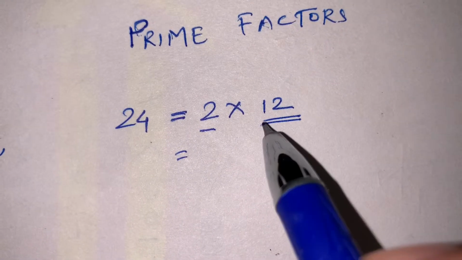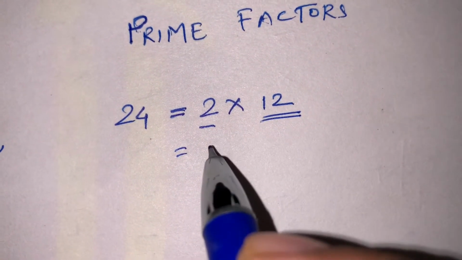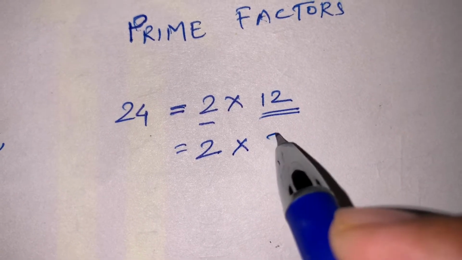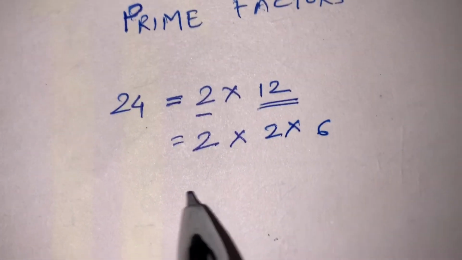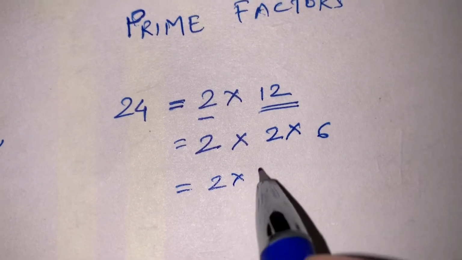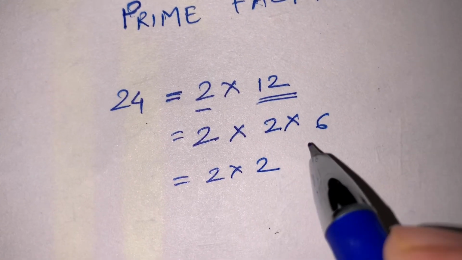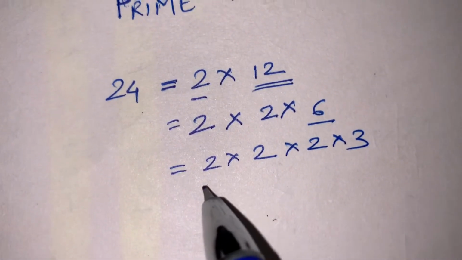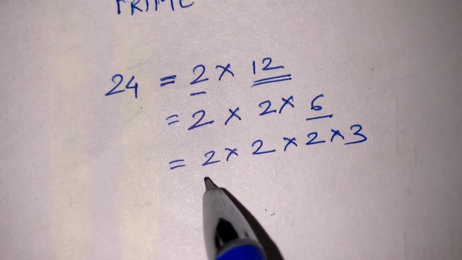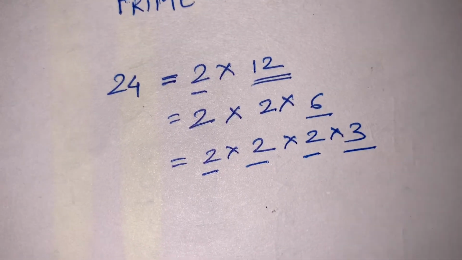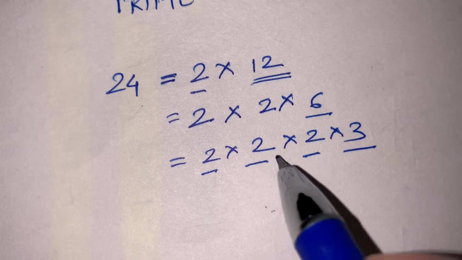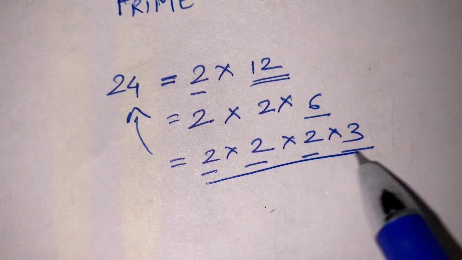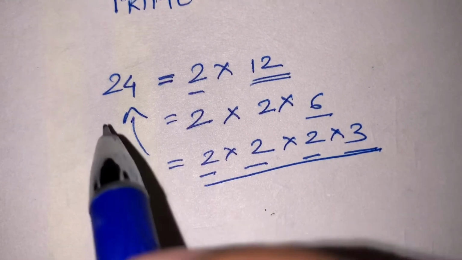This number 12 we can split up into prime factors, prime numbers. So let's do this. 2 into 12 we can write as 2 into 2 into 6, and this 6 we can split up as 2 into 3. Can you split up the numbers further? No, because all these numbers are now prime numbers, and when you multiply these numbers you get the number 24. Therefore they are known as prime factors of 24.